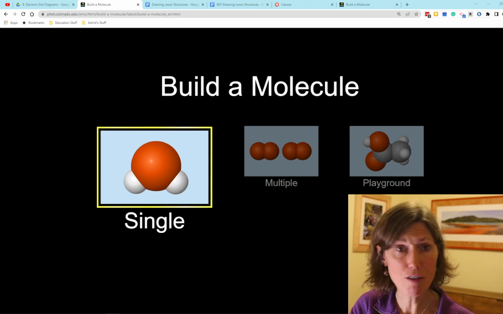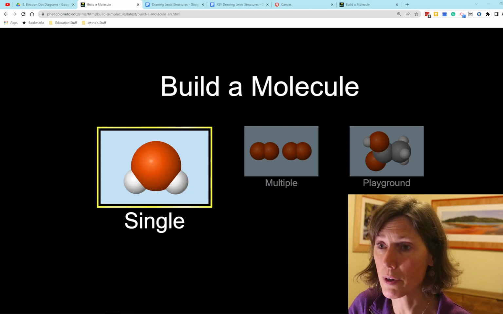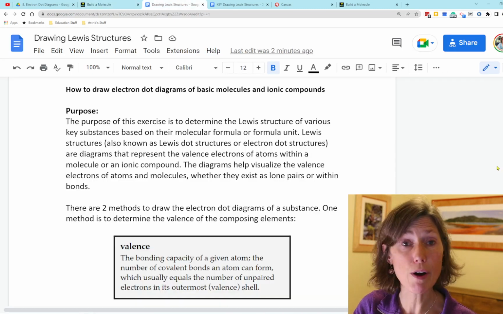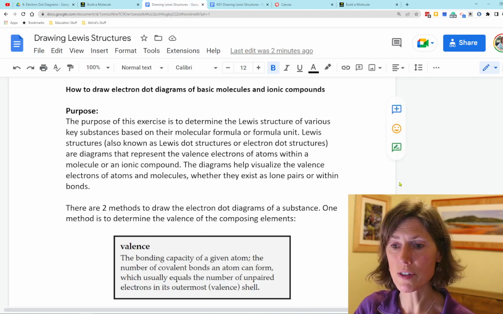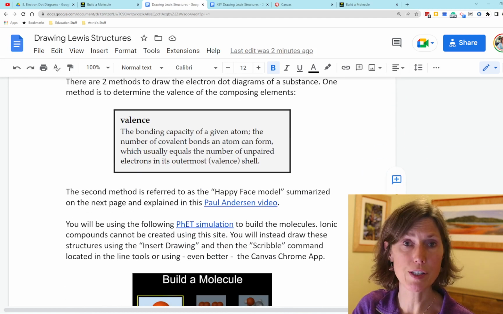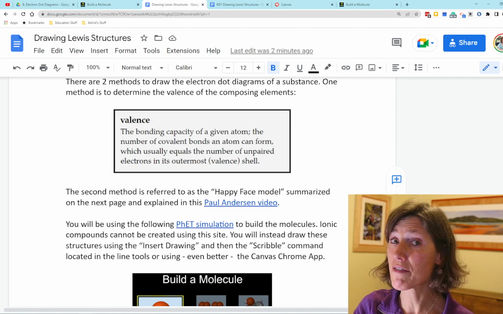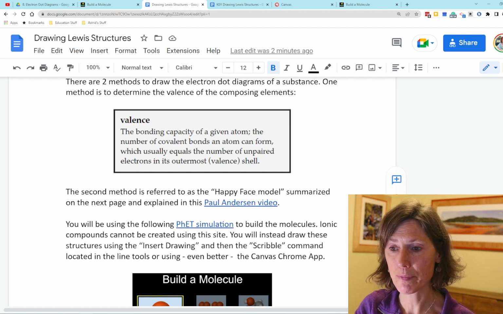So I'm going to start off by showing you the worksheet that I created to do this. Okay, so the worksheet's called Drawing Lewis Structure, and I start off with introducing the purpose and sharing my two methods for drawing. The first one is very simple. It involves determining the valence of an atom, the atom that participates in the small molecule or ionic compound. And the second method I'm referring to is the happy face model, summarized very nicely in this Paul Anderson video.